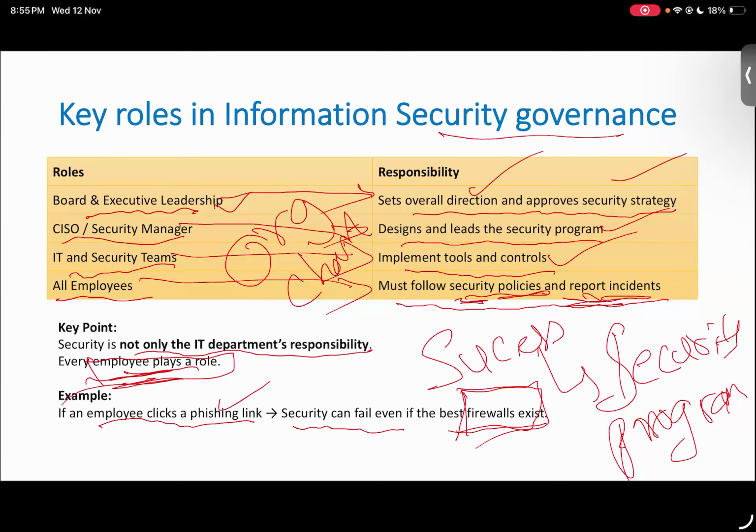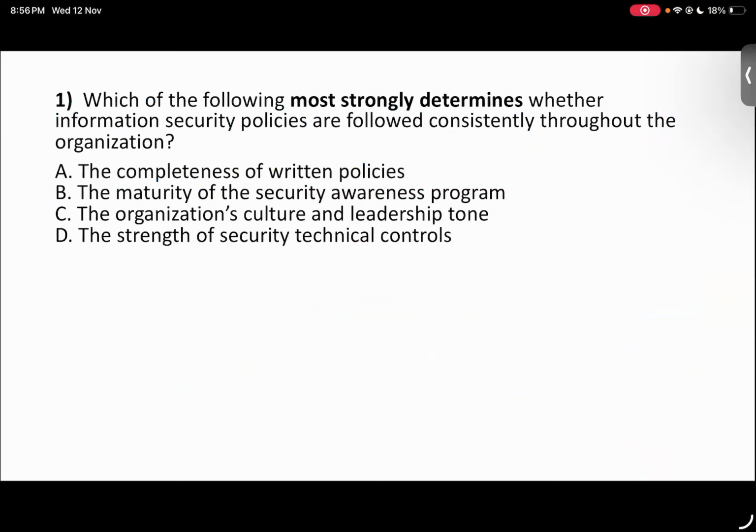So any questions so far before we wind up? Before we have a few question and answer. No, I'm good. Okay. Which of the following most strongly determines whether information security policies are followed consistently throughout the organization?